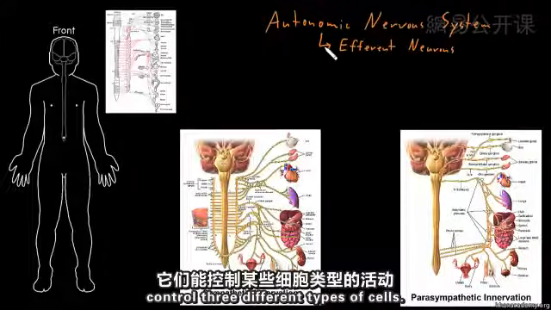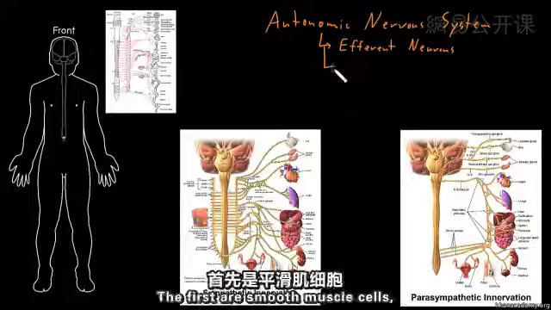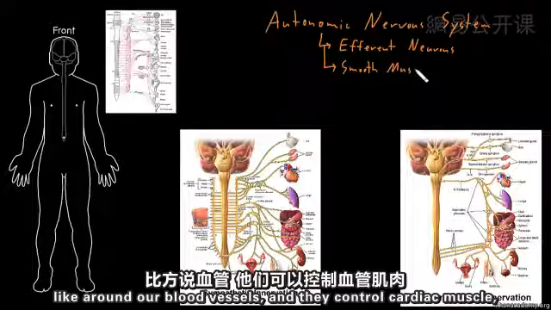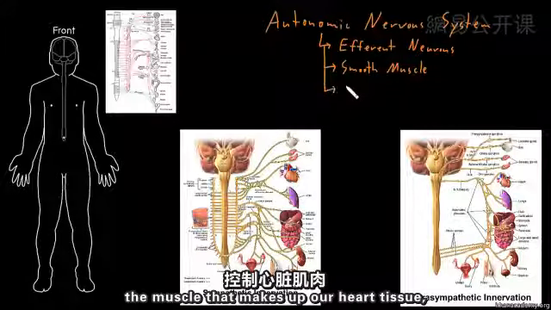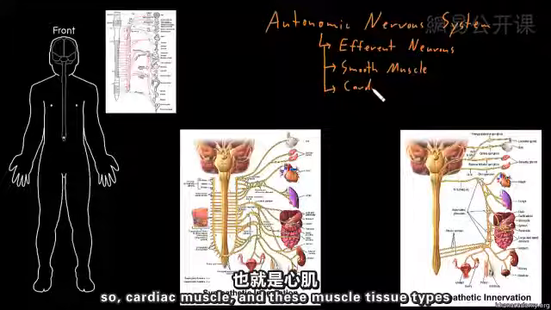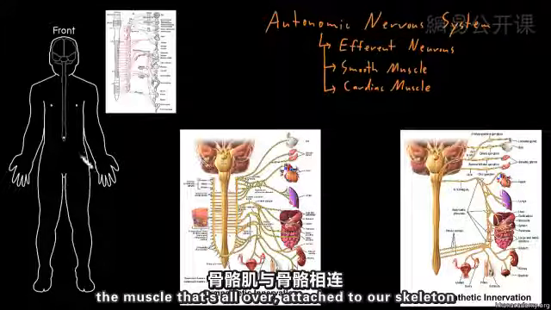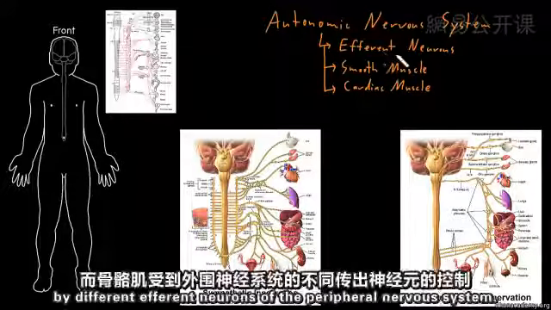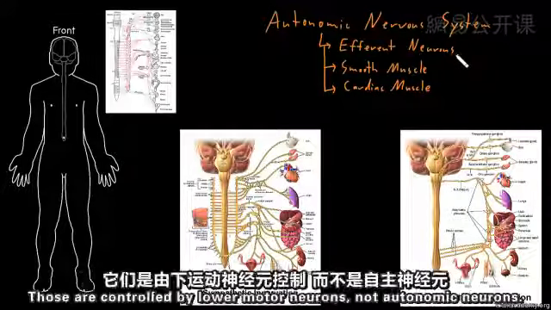And these neurons control three different types of cells. The first are smooth muscle cells, which are in all sorts of structures all over our body, like around our blood vessels. And they control cardiac muscle, the muscle that makes up our heart tissue. So cardiac muscle. And these muscle tissue types are different than the skeletal muscle, the muscle that's all over attached to our skeleton that moves us around, because those are controlled by different efferent neurons of the peripheral nervous system. Those are controlled by lower motor neurons, not autonomic neurons.